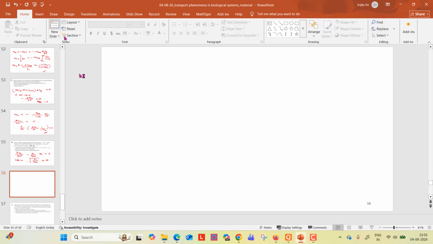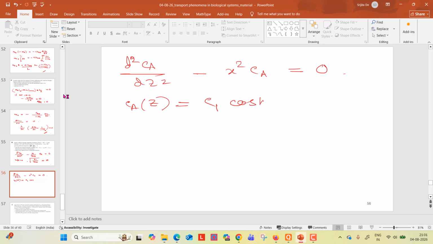Then the equation will be d²Ca/dz² minus k²Ca equals 0. This is an ODE and it has a well-known solution, which is Ca as a function of z equals C1 cosh(kz) plus C2 sinh(kz). Okay.